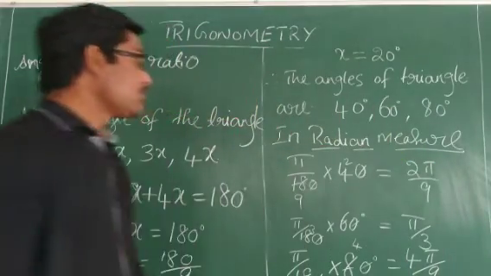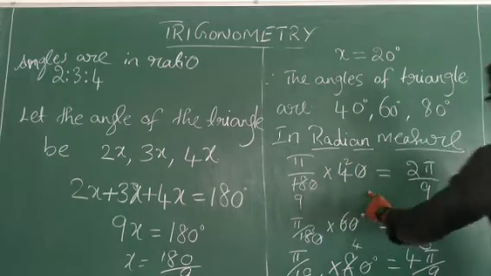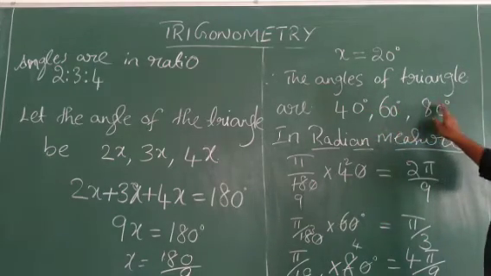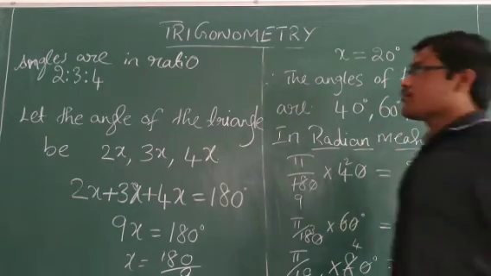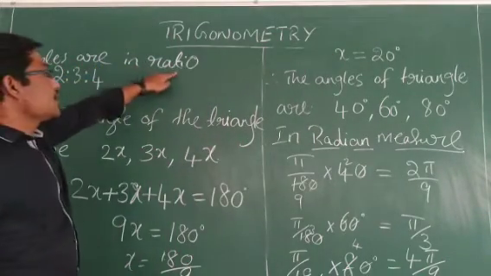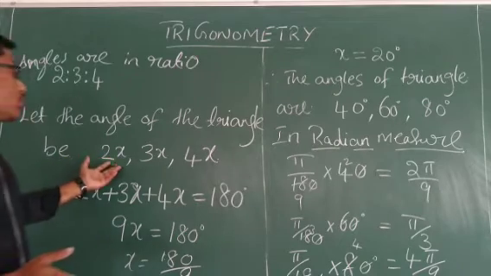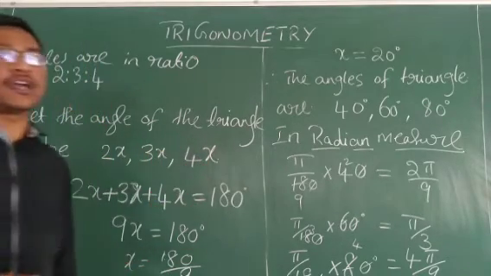So these are the angles in terms of radians, and these are the angles in terms of degrees. So first what we should do: when the angles are given in ratios 2:3:4, we need to take them as 2x, 3x and 4x.